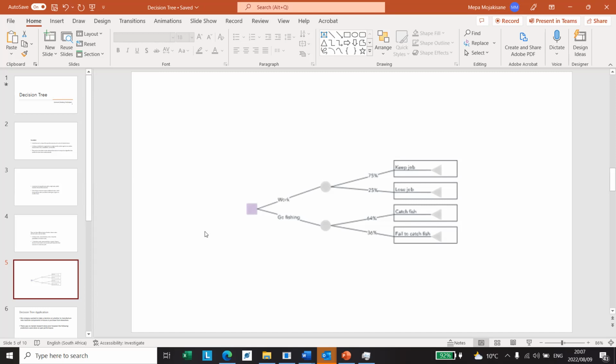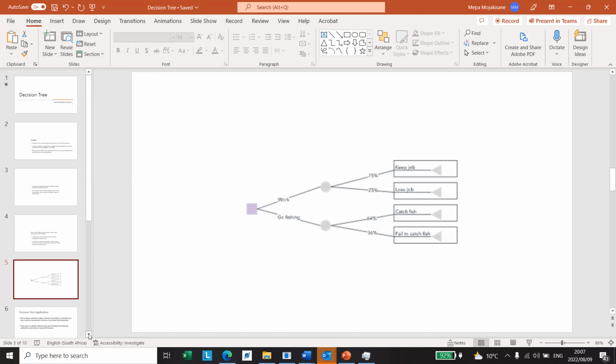If I go fishing as an option, what is the possibility, when you get to the round shape on the left, that I'll catch fish? Possibly 64%, and the rest will be that I would fail to catch fish on that particular day. Then on the basis of that, you can make a decision for yourself to say, what do I do then?